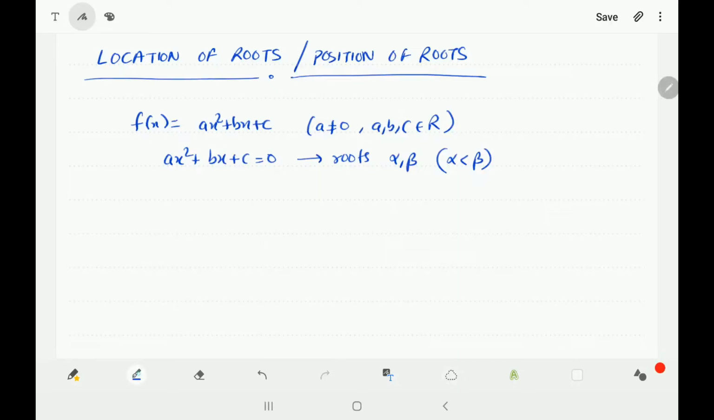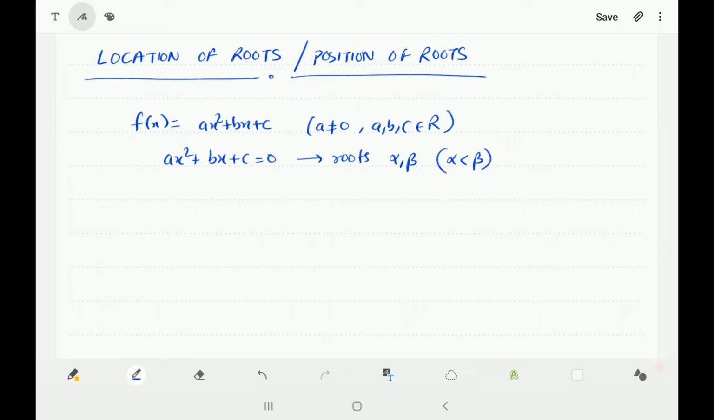In this video, we'll be discussing the location of roots, or position of roots. Let's consider a polynomial function ax² + bx + c where a is not equal to 0 and a, b, c belong to R. It is a quadratic polynomial because it is of degree 2. Now, if we consider the equation ax² + bx + c = 0, let's consider the roots as alpha, beta, where alpha is less than beta.